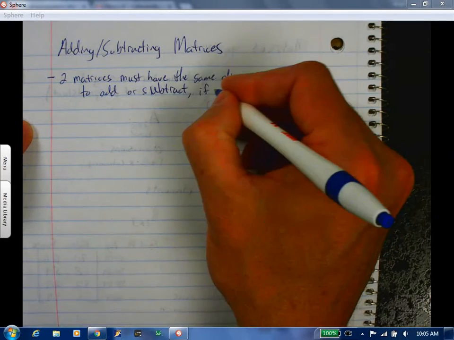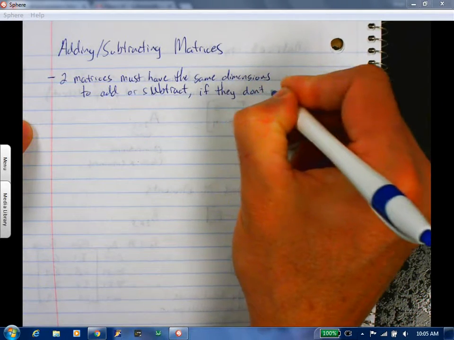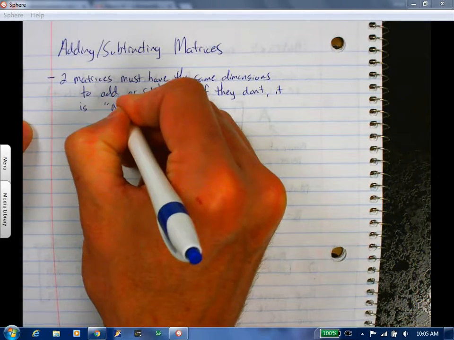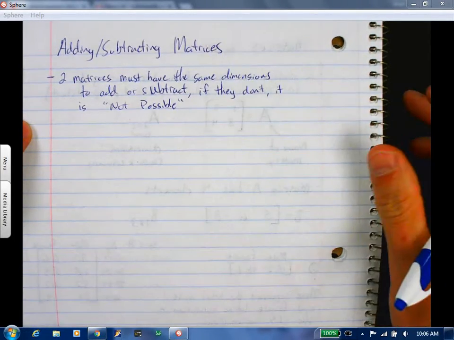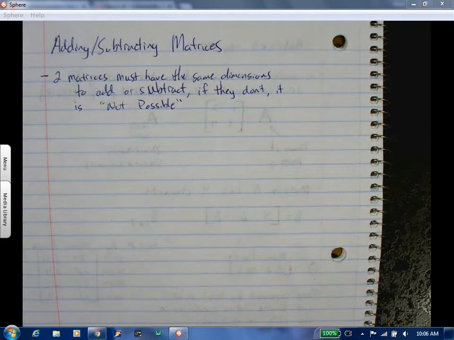So if they don't, it is not possible. If they don't have the same dimensions, you're just going to write not possible. The two matrices must have the same dimensions to add or subtract. If they don't, it is not possible. That's the answer you put down.